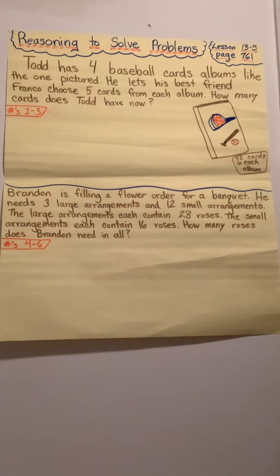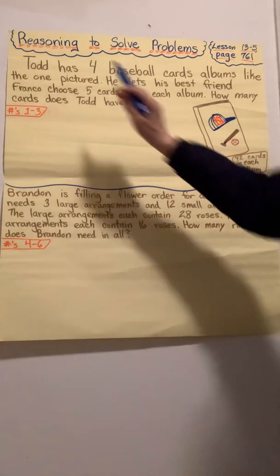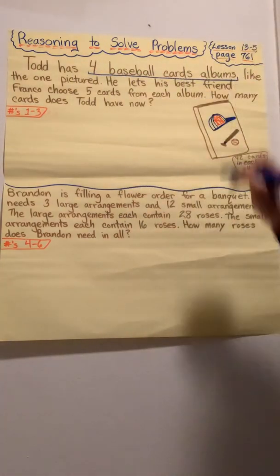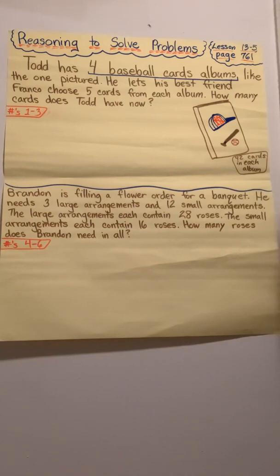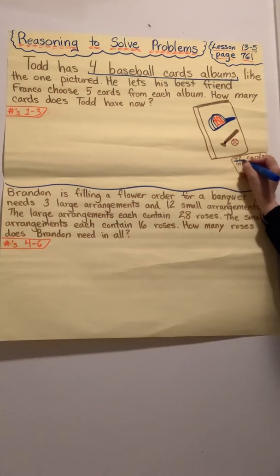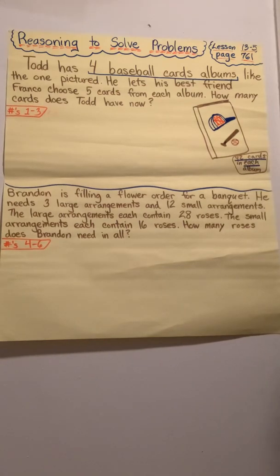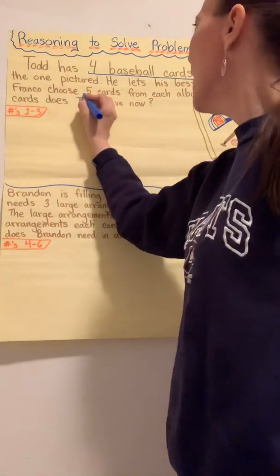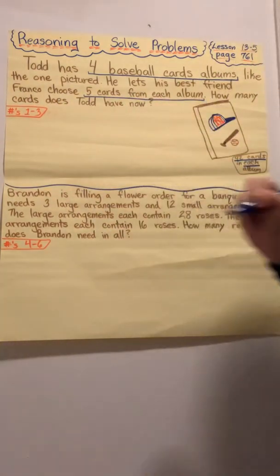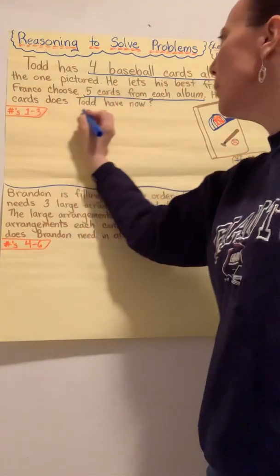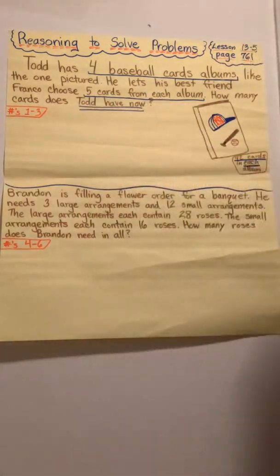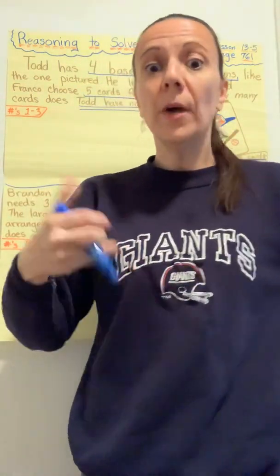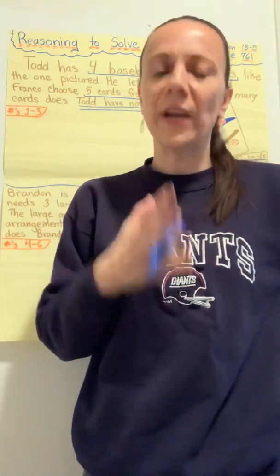Okay, so let me break this down little by little and reason my way through it first. Todd has, here's one piece of information, 4 baseball card albums, like the one pictured. And I can see in the picture that it tells me it's 42 cards in each one. He lets his best friend Franco choose 5 cards from each album. And I want to know, how many cards does Todd have now? So the first thing I need to think about is, how do I represent each part of the problem? What numbers am I going to use, and what operations make sense?